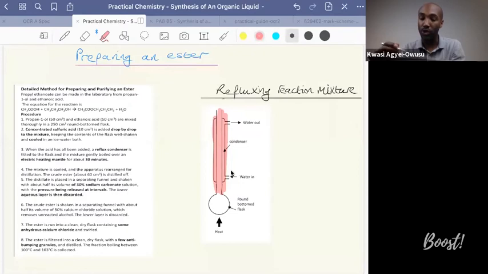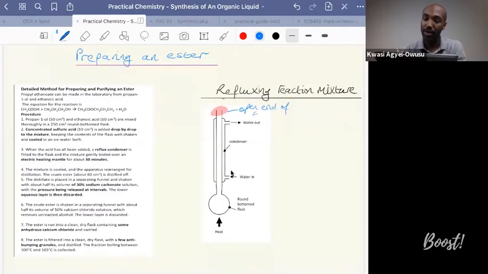And what you will notice, if I perhaps undo that highlighter for a second, is that the top of our condenser is open. Okay, so open end of condenser. And that is very important because you don't want to stopper it. If you put a stopper there, or if you put a thermometer there, you're going to be heating a closed system. You're going to get pressure building up, and you're going to get your reaction setup exploding before long. Okay, so open end of condenser prevents pressure building up.